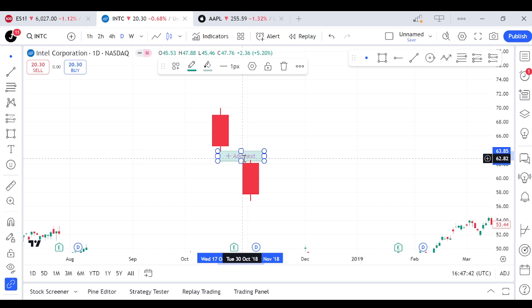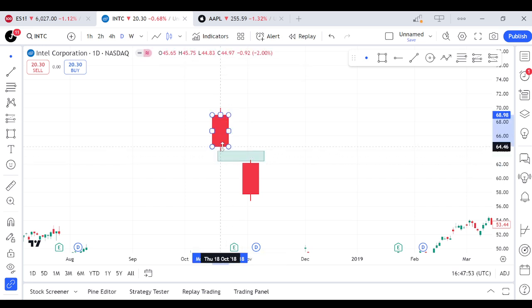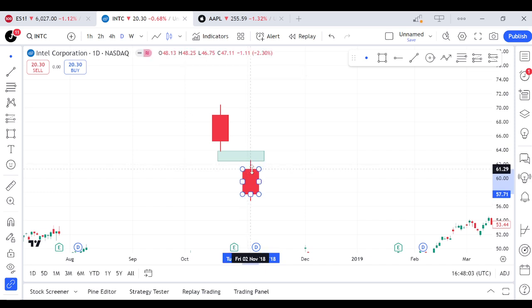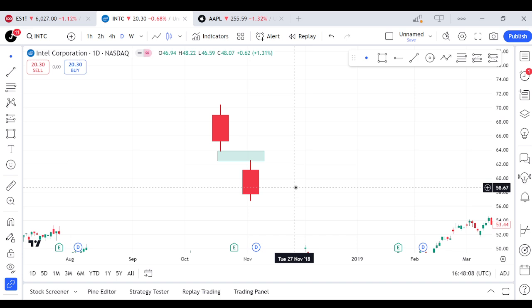Now the fourth characteristic is both candles should have relatively small bodies compared to their shadows. So they should have smaller bodies compared to the shadows. So this shows that there is enough selling pressure in the market and we should be looking for continued bearish movements. So the falling window pattern indicates strong bearish sentiments.